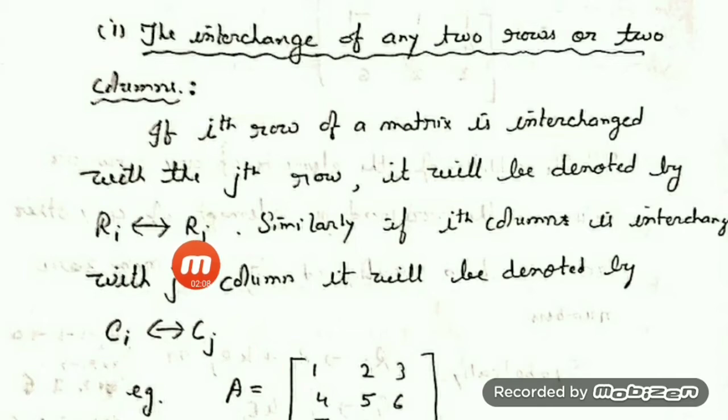Similarly, we can apply the same transformation in columns also. That is, the ith column is interchanged with the jth column. It will be denoted by Ci double-sided arrow Cj. And when we apply this transformation, we will get a new matrix, and that is not the same as the original matrix. That means we will get an equivalent matrix. Let us see how to apply it.